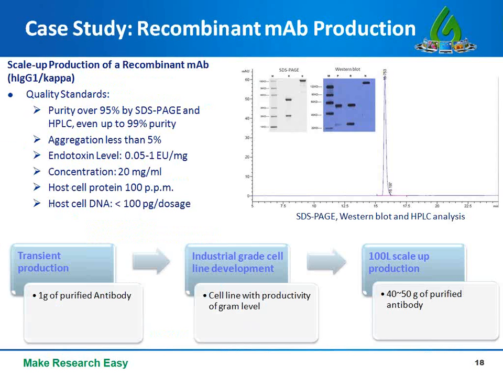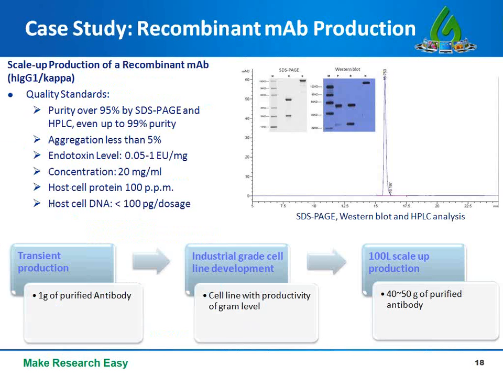There is a case study on full-length recombinant monoclonal antibody production. Fractions were collected and buffer exchanged into PBS, then analyzed by SDS-PAGE, Western blot, and HPLC as shown on the upper right corner here. Our quality standards are purity over 95% by SDS-PAGE and HPLC. Even up to 99% purity can be reached.